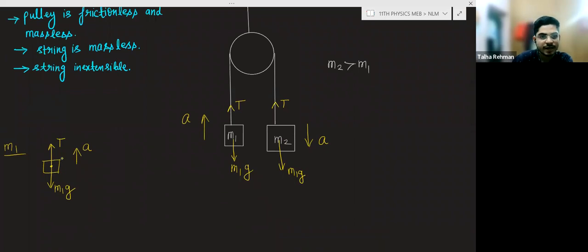What I have told you is to calculate the net force on this mass. How will you calculate the net force on this mass m1, Divyangi?